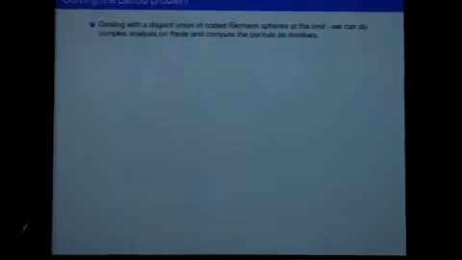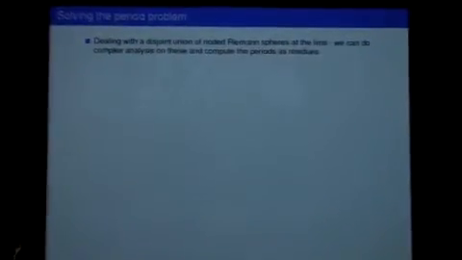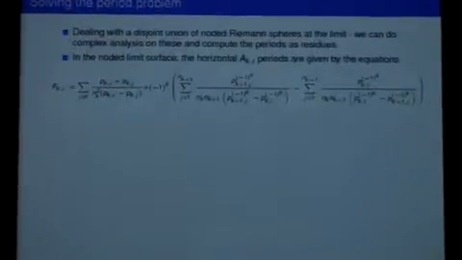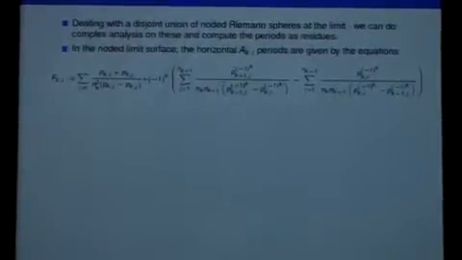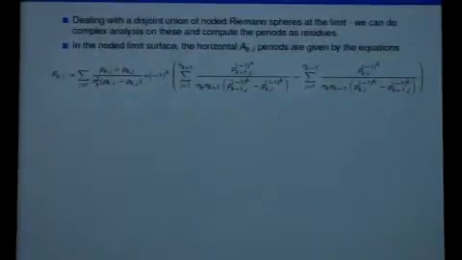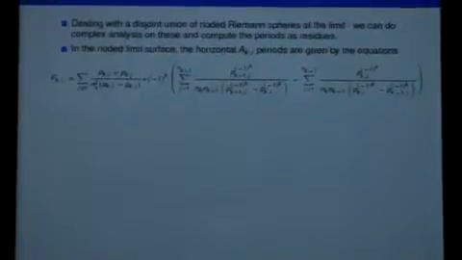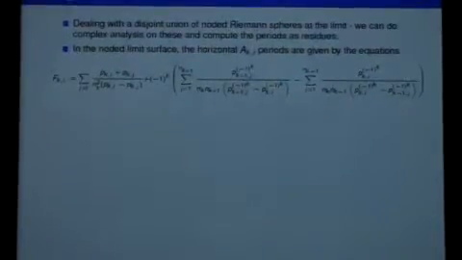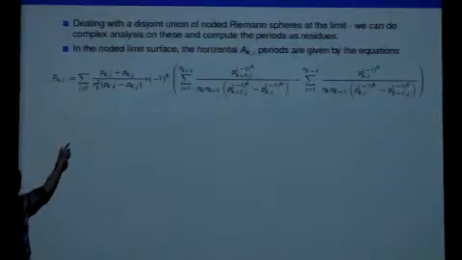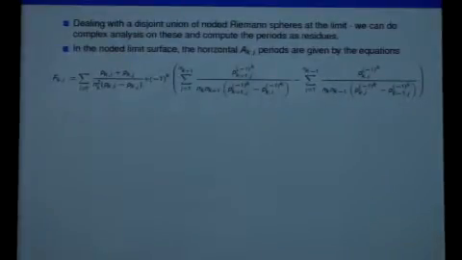Okay, so dealing with a disjoint union of noded Riemann surfaces again, we can do complex analysis on these and compute the periods as residues. So the balance equations fall out of computing those residues of the cycles around those catenoidal shaped necks. They're given by the following equations, a bit nasty looking. But when you sum all of them up, no matter what you plug in for the pKi's, which are the location of the nodes, the sum is going to be 0, and that's just by the residue theorem. We're just summing up the residues, essentially.